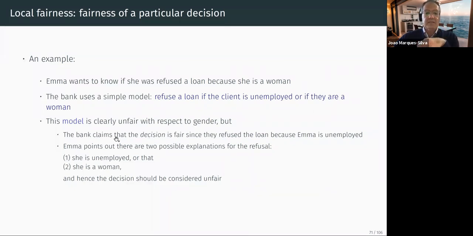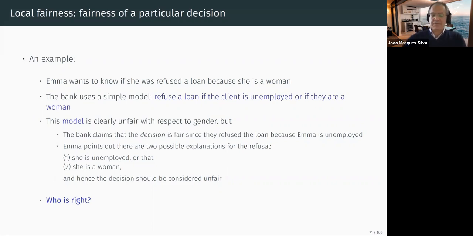So in this case, the bank claims that the decision is fair because they refused the loan, given that Emma is actually also unemployed. And Emma argues, well, there are actually two explanations, because I'm unemployed, but also because I'm a woman. And so she thinks that the decision should be considered unfair. So the question is, who's right in this case? It's not an easy question.